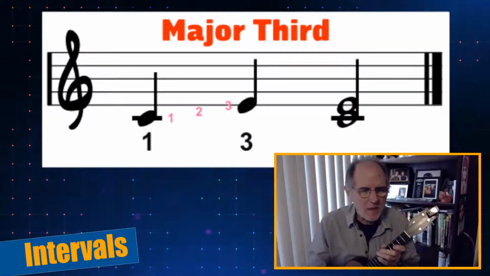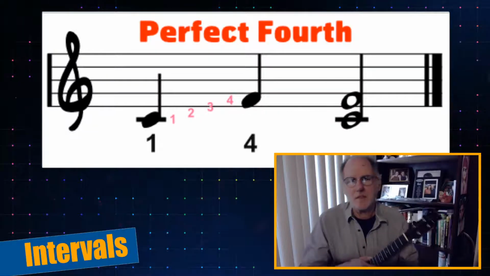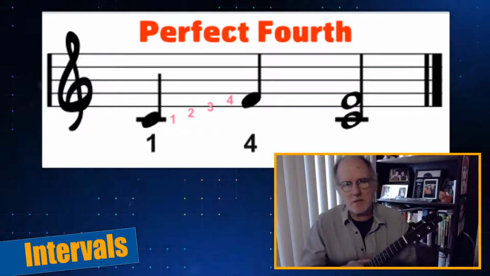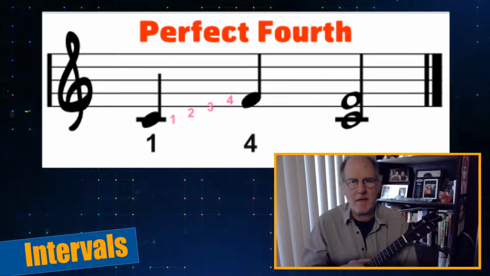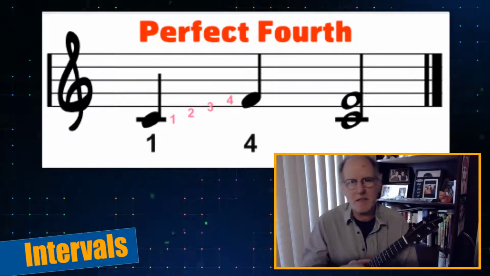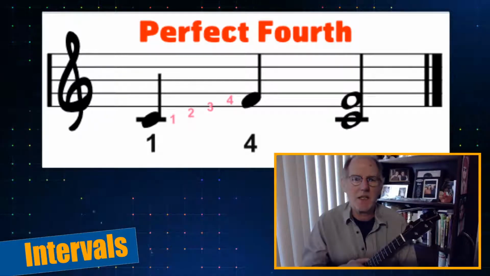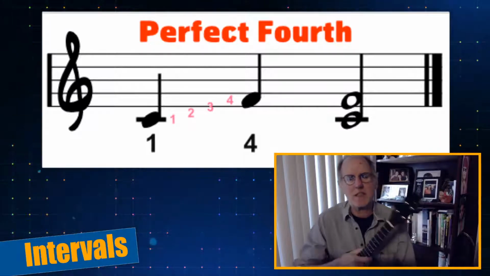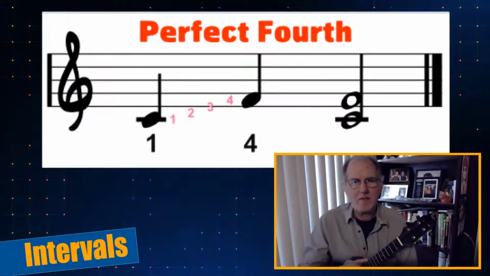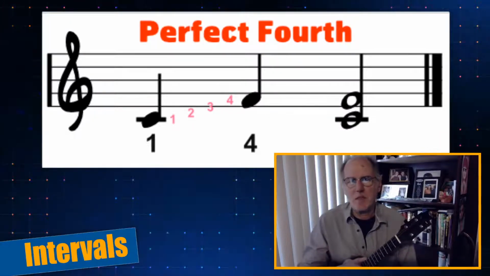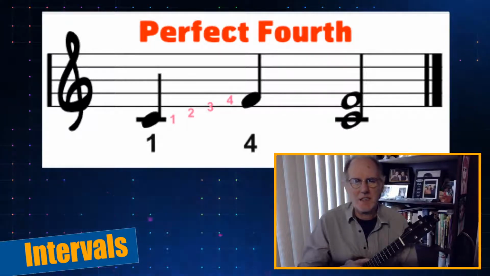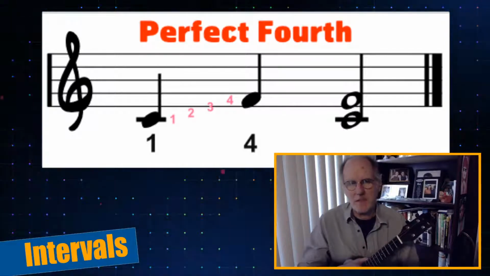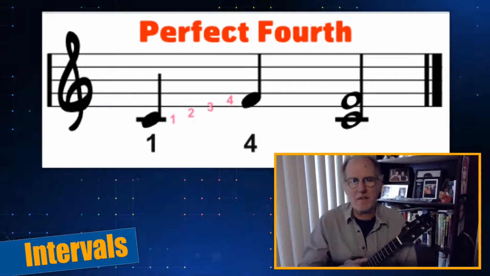Now a fourth, that's the first space on the music staff, C to F. So the spaces are F, A, C, E. We count each line and space: 1, 2, 3, 4. So that's the interval of a fourth. Now the fourth is a perfect interval because there is a C in an F major scale, and naturally, you can see it here, an F in the C major scale.